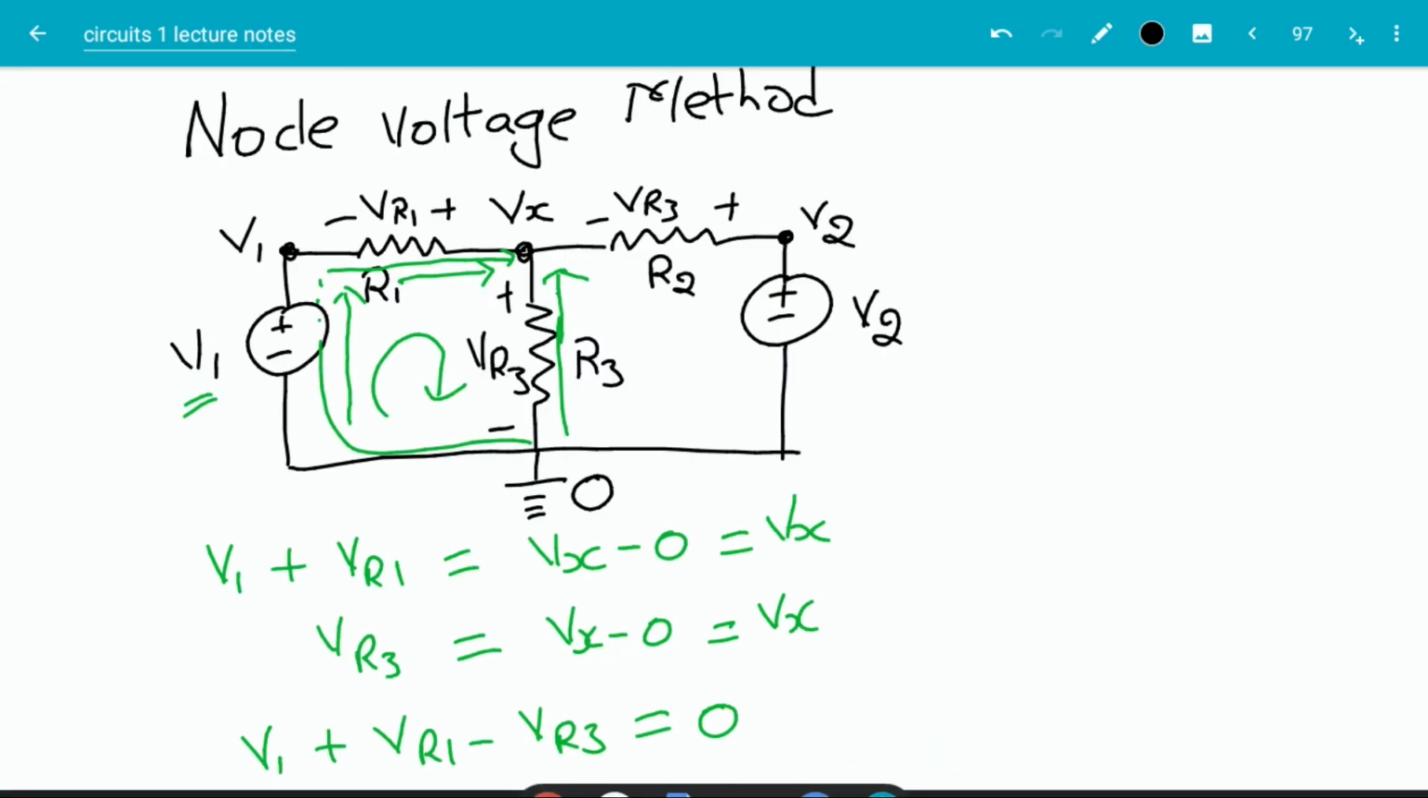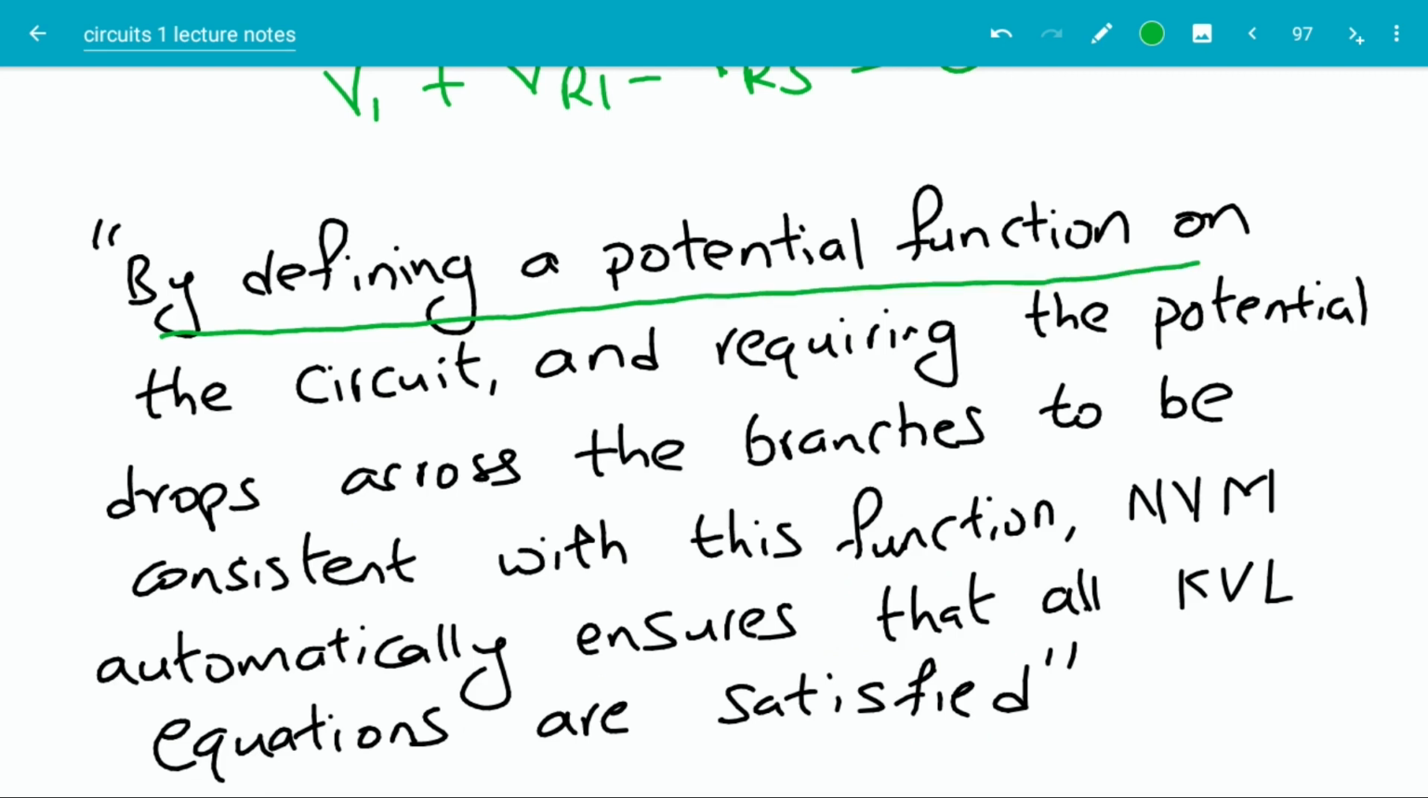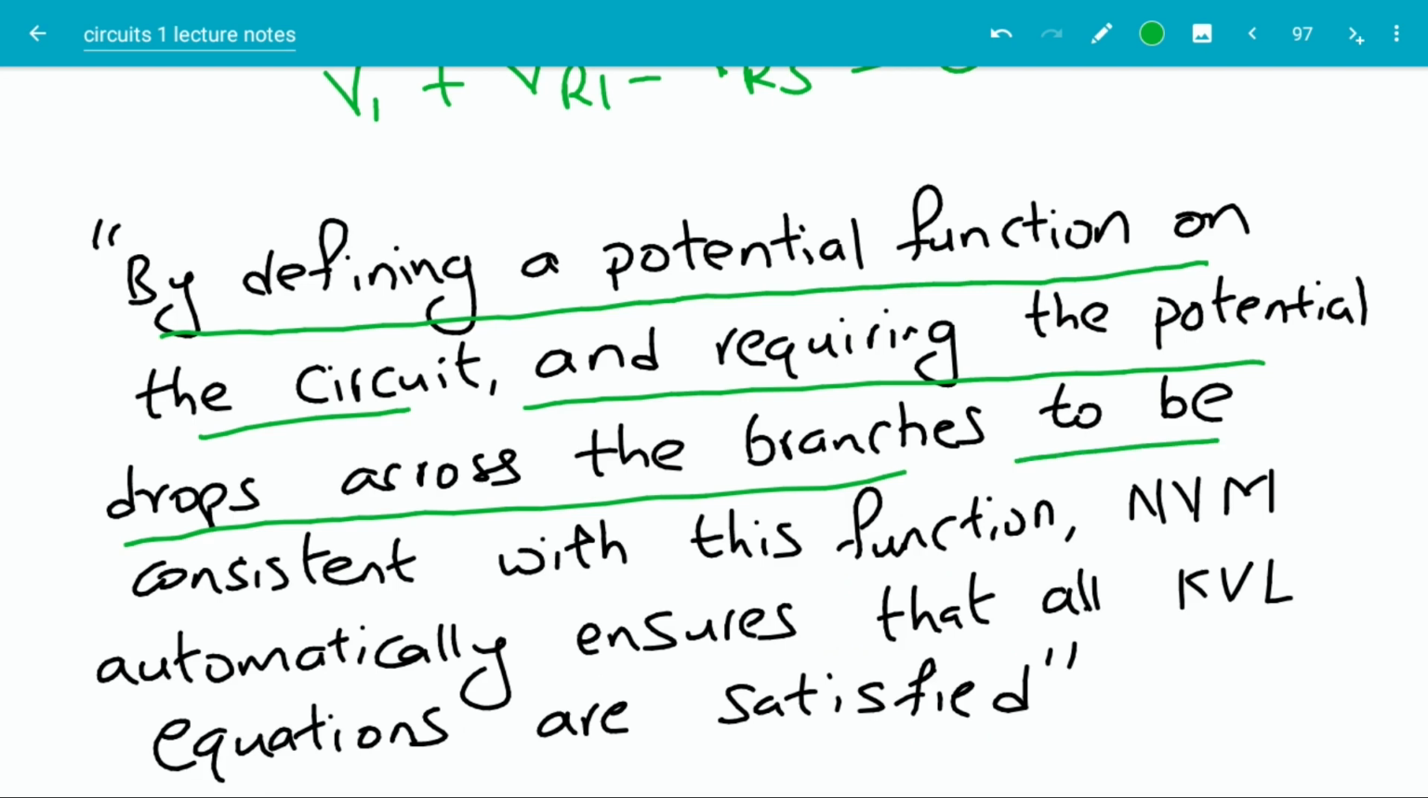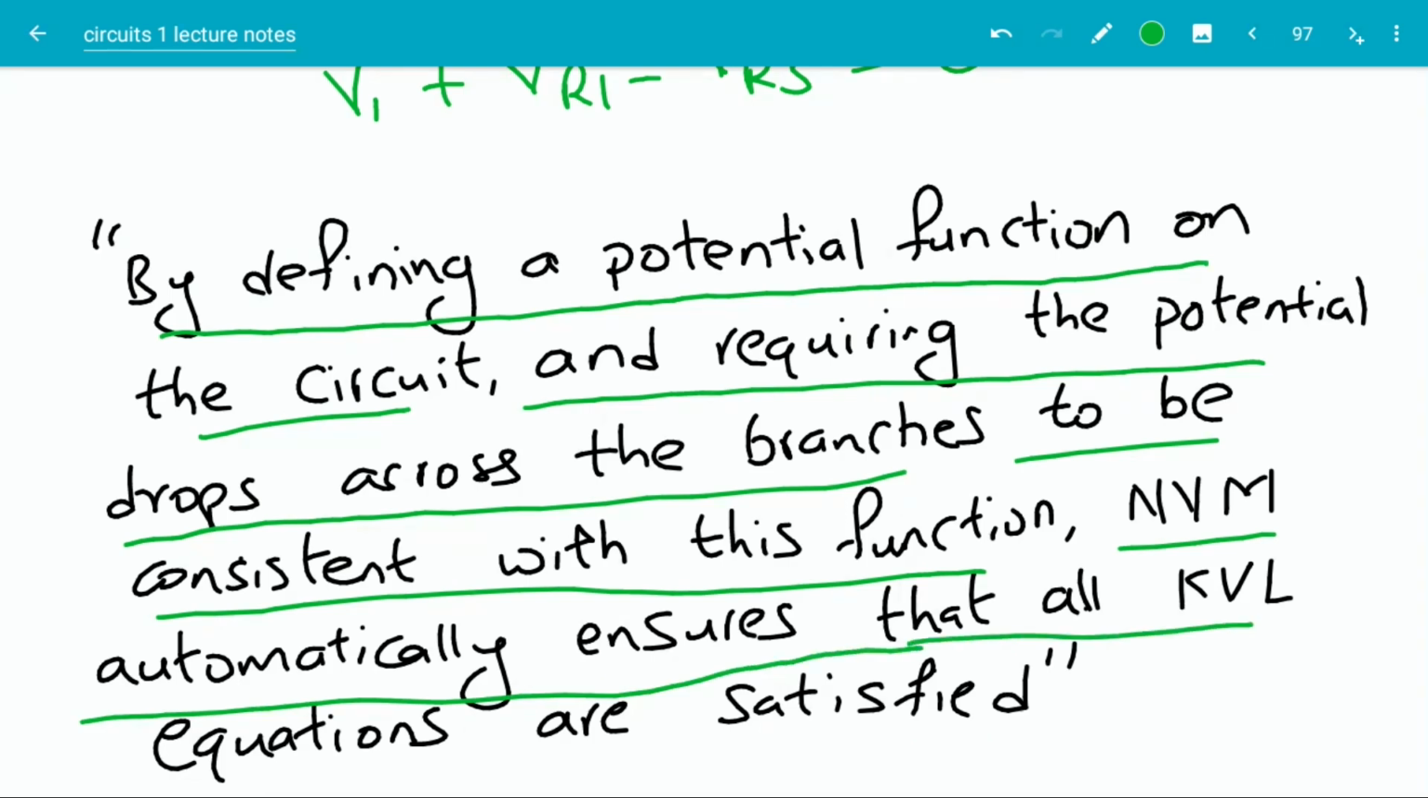So what this means is this. By defining a potential function on the circuit and requiring the potential drops across the branches to be consistent with this function, node voltage method automatically ensures that all KVL equations are satisfied.